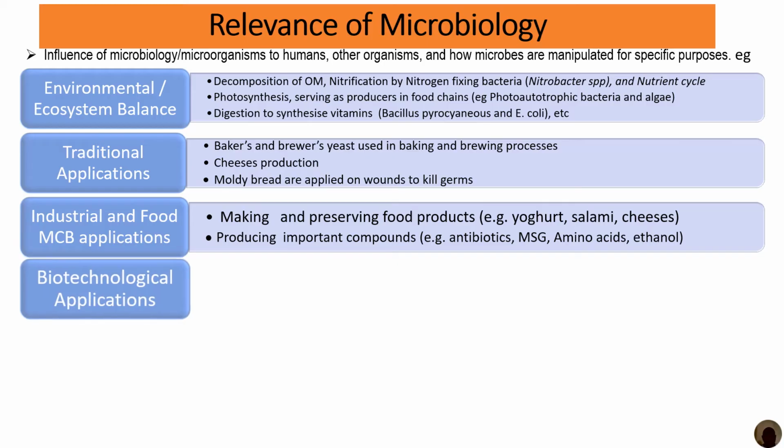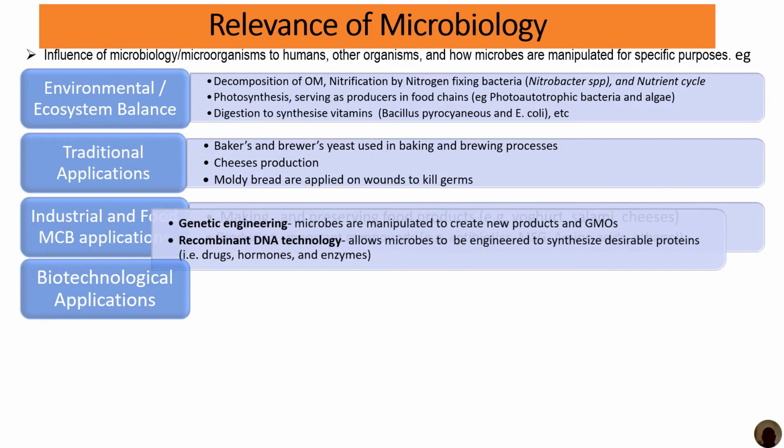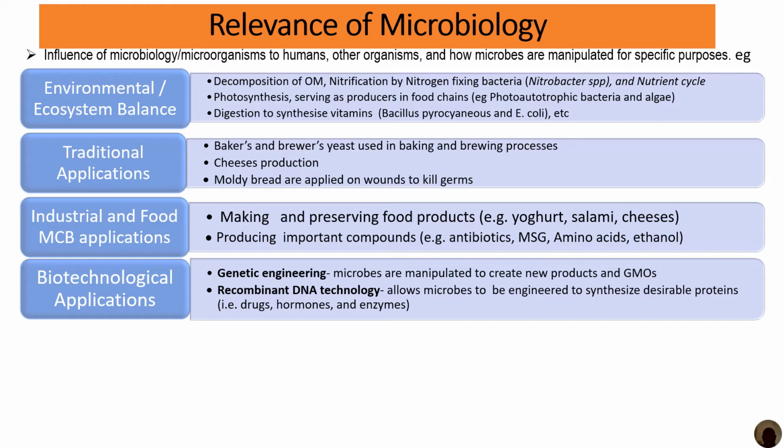Another area of modern application of microorganisms is in biotechnology. In biotechnology, human beings manipulate microorganisms to make products in industrial settings. An example of such areas is genetic engineering, where microorganisms are manipulated to create new products. For example, genetically modified organisms such as crops that are resistant to weeds, resistant to insects, and so on. Another biotechnological application is recombinant DNA technology, which applies microorganisms engineered to synthesize desirable products such as drugs, hormones, enzymes, vitamins, and so many others.